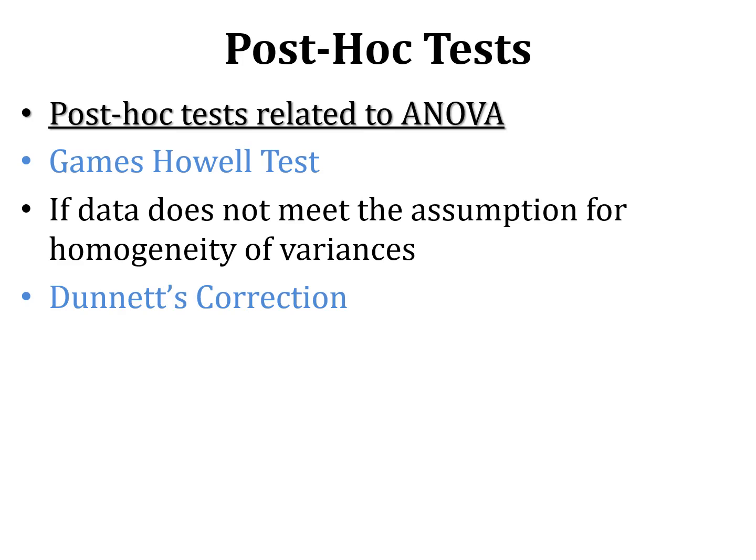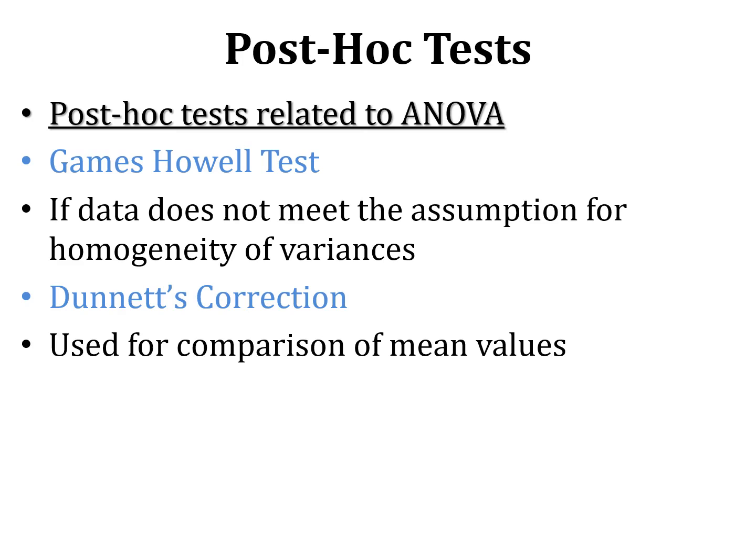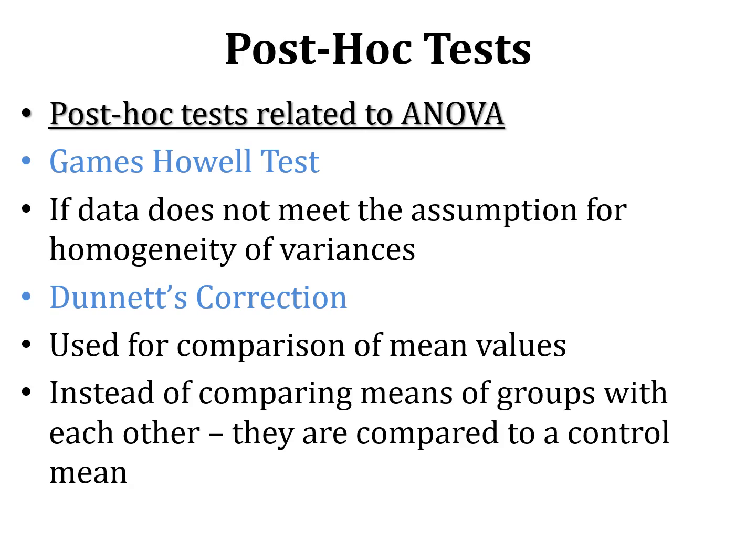And then we have Dunnett's correction, and this is used for the comparison of mean values, but how it is different from the others is that instead of comparing means of groups with each other, they are compared to a control mean, right? So in Dunnett's correction, a control mean is taken, and then the rest of the mean values are compared with that control mean. Each of these tests has its own advantages and shortcomings, so you have to decide which test you are going to use based on your experiment. But you have to use only one type of test.